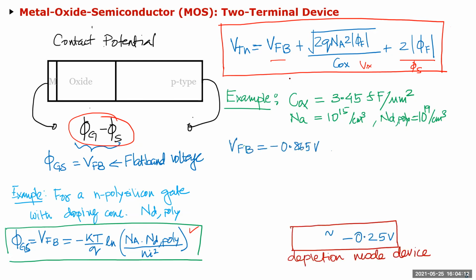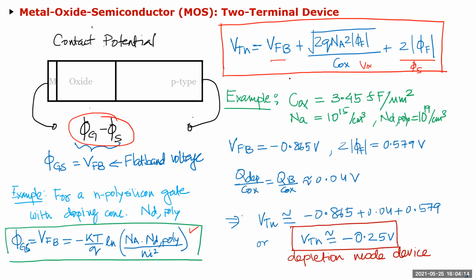If you calculate the values, you can calculate the flat band value. It turned out to be, as you can see here, minus 0.865. 2 phi f is 0.579. And the Q depletion over Cox, you can see, is a pretty much negligible term, so it's just not contributing to the VT expression here.